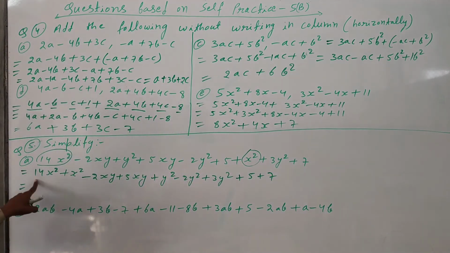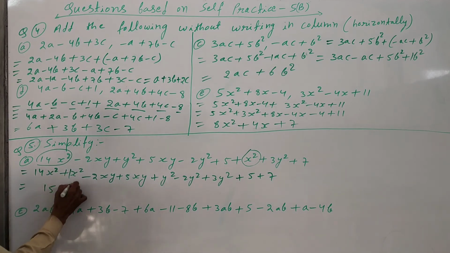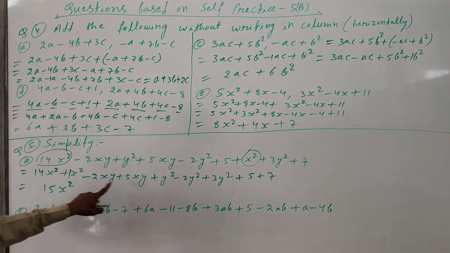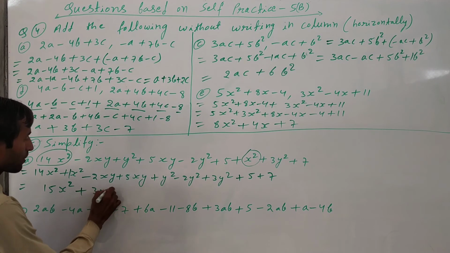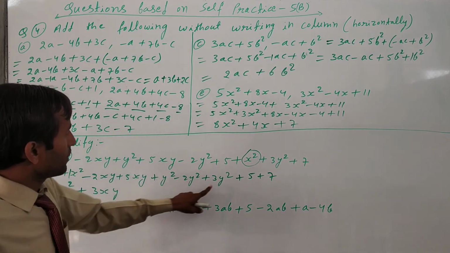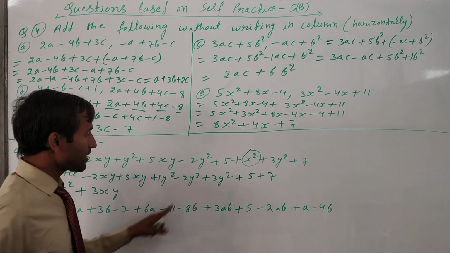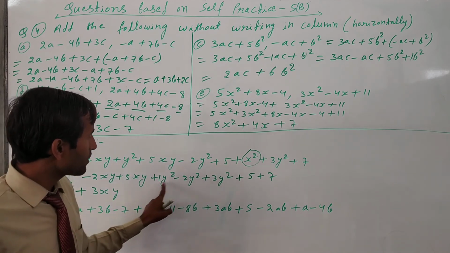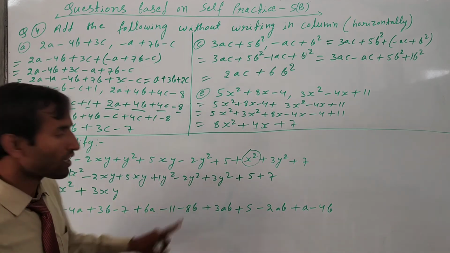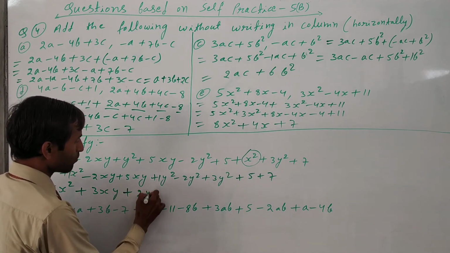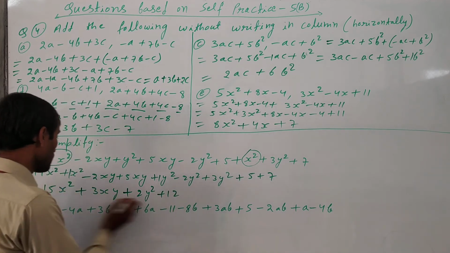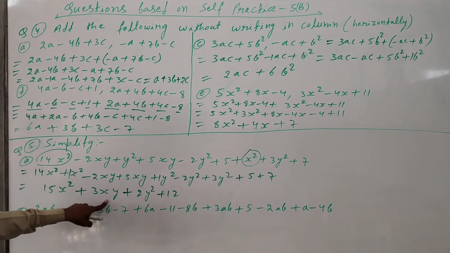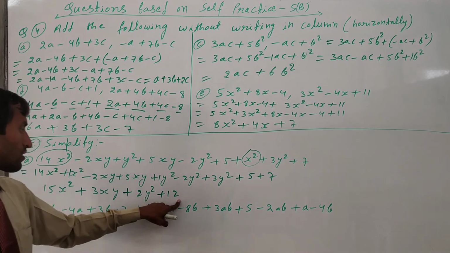So here we will add, nothing written means one coefficient. So 14 plus 1, 15x square will come. Okay, after that this minus 2 plus 5 we will subtract here, so it will come plus 3xy. Okay, next here 3 and 1 sign is there, minus 2y is there, so both will be added, means 4y square minus 2y square, so it will come 2y square only. Okay, now 5 plus 7 it will come 12. Final answer is 15x square plus 3xy plus 2y square plus 12. This is the final answer.